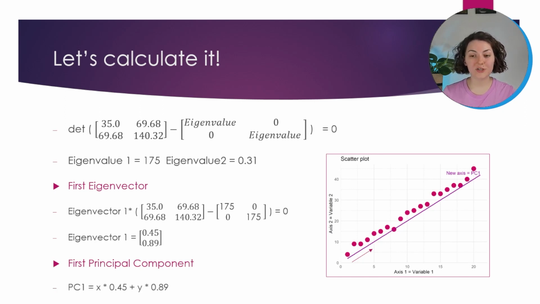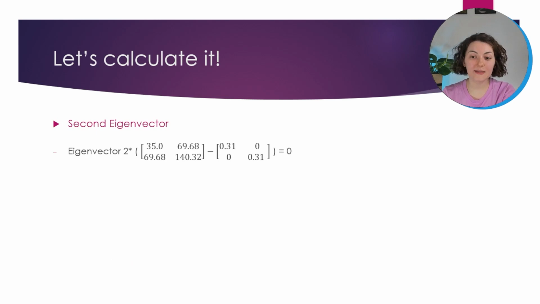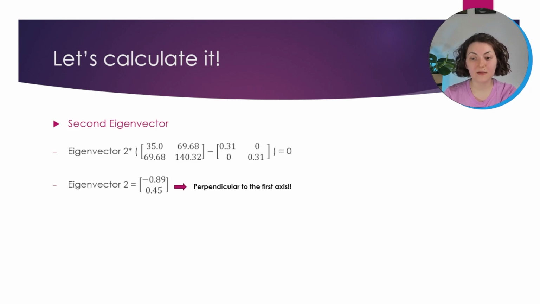As seen, for the projection, we need to load our data onto the new axis using the eigenvector elements, or so-called loadings. Let's calculate the second eigenvector. When the second eigenvalue is plugged into the equation, we obtain the eigenvector pointing to minus 0.89, 0.45. Please note that it is perpendicular to the first eigenvector, which means that the principal components are uncorrelated and each component represents a unique variance direction.